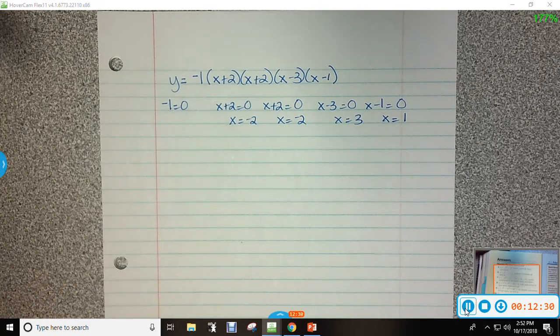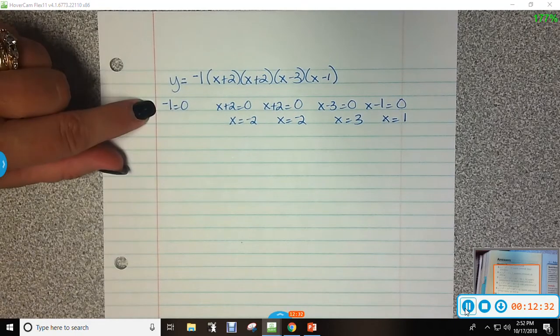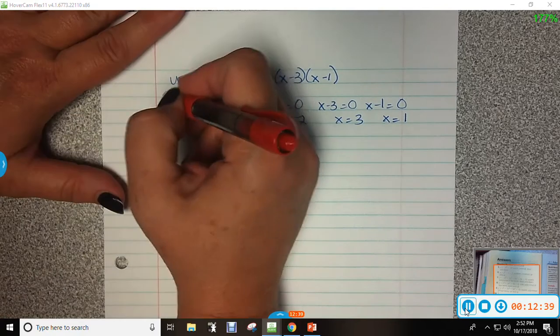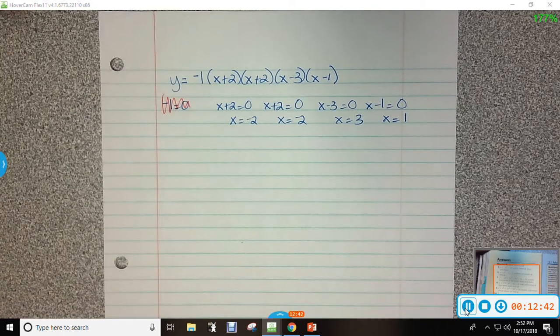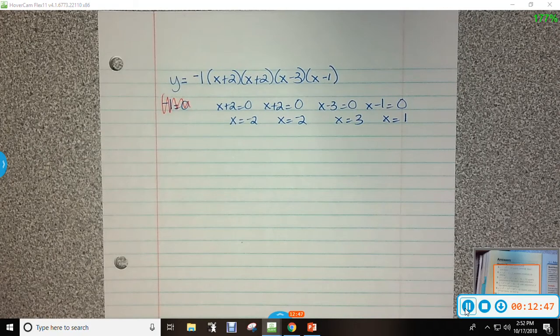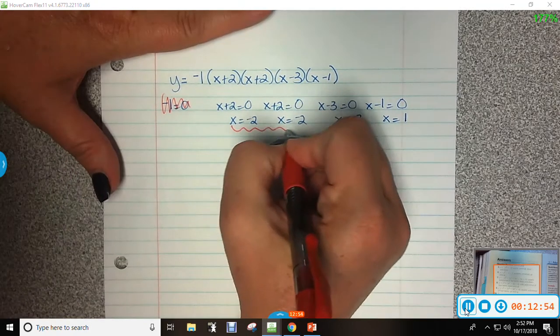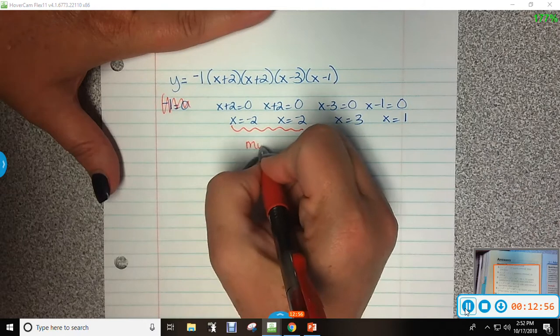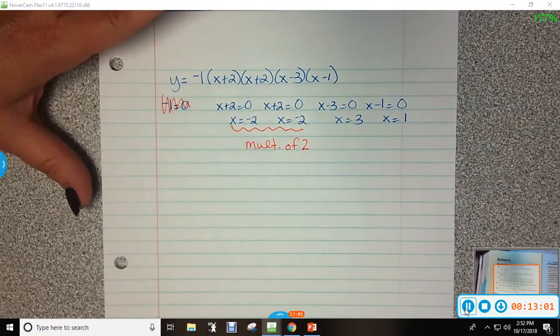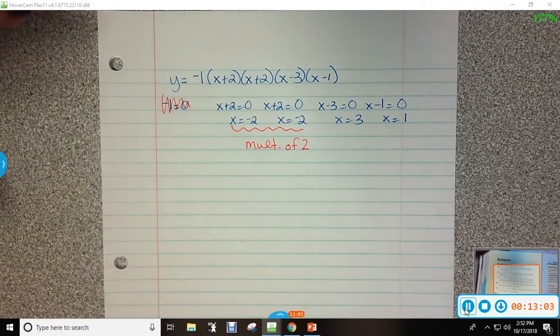Alright, so take a look at what I've got. I had to set -1 equal to 0 because it's a factor, but does -1 ever equal 0? No, so I'm going to ignore it. The only reason I ever write that there is because sometimes you have an x out here and people forget about it. But even if it's out in front, it's technically equal to 0. And right here, I've got the same answer twice. So that is a multiplicity of 2. So that's going to do something a little bit different when we graph it.